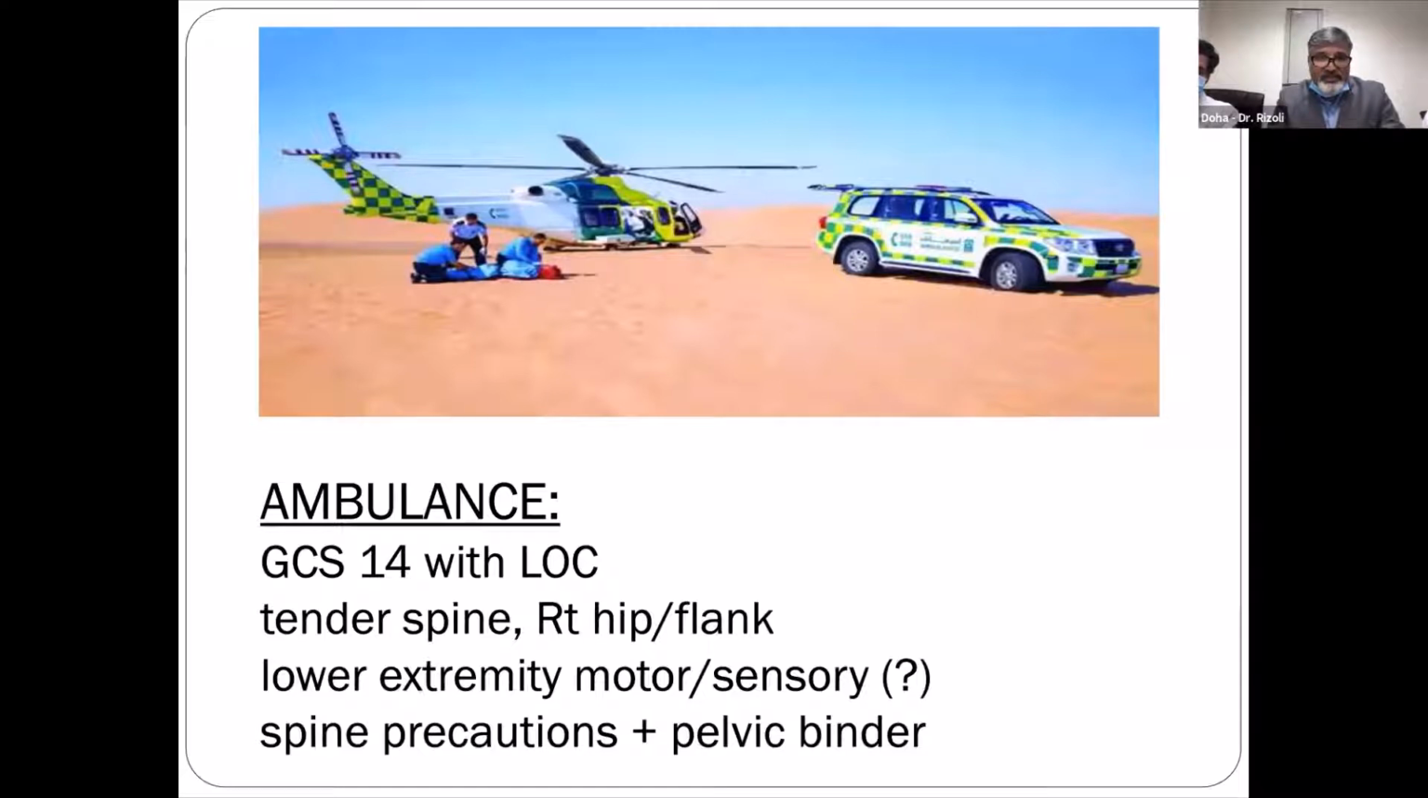Ambulance was called. There was definitely a delay since there are communication issues when you're deep into the desert. So ambulance people reached him after a delay, and found that he had a GCS of around 14 at that time. There was history of loss of consciousness. On examination, the patient had some tenderness in the spine and was pointing towards his right hip, which was also tender. And according to the EMS notes, the lower extremity neurology could not be ascertained with surety. So the patient was brought in with the usual spine precautions and a pelvic binder.